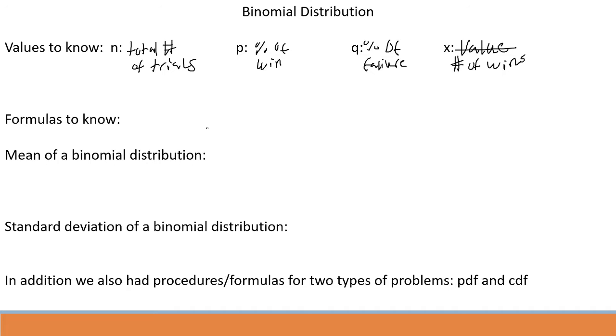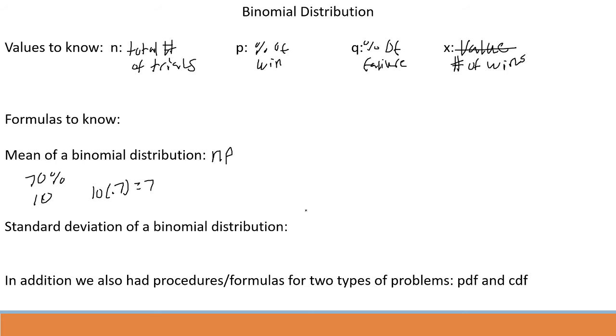So using these four values, how do you figure out the average or the mean? Well, the mean of a binomial distribution is just NP. That's the average: number of trials times the percent of success. That's it. Which again makes sense. Let's say you have a 70% chance of making a basket and you try 10 times. What's the average number of baskets that you think you'll make? Well, in 10 tries, you're going to make about 70% of them. Therefore, it's 7. So NP is how you get the average.